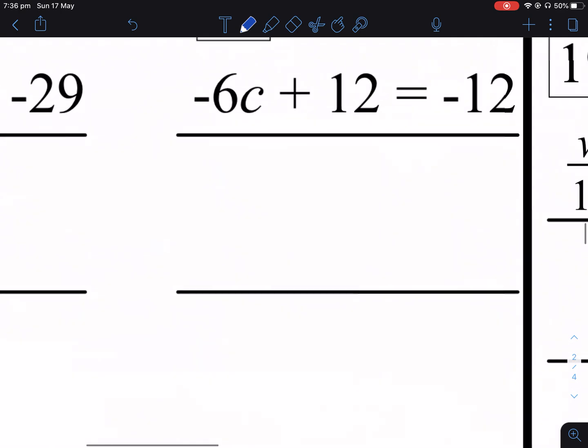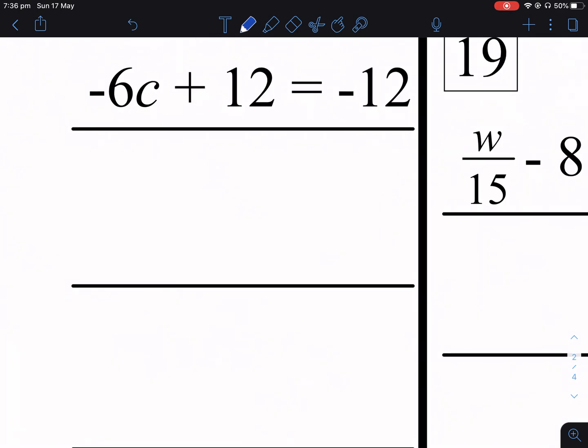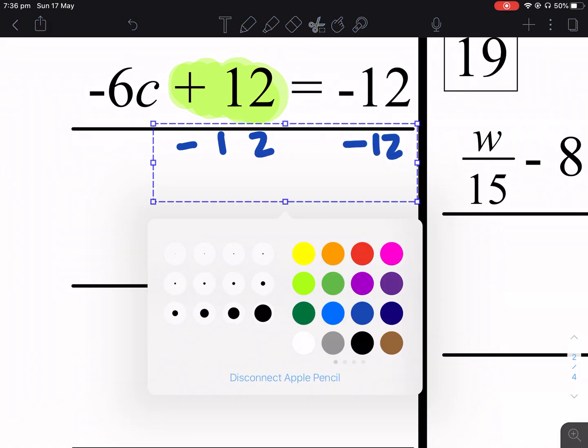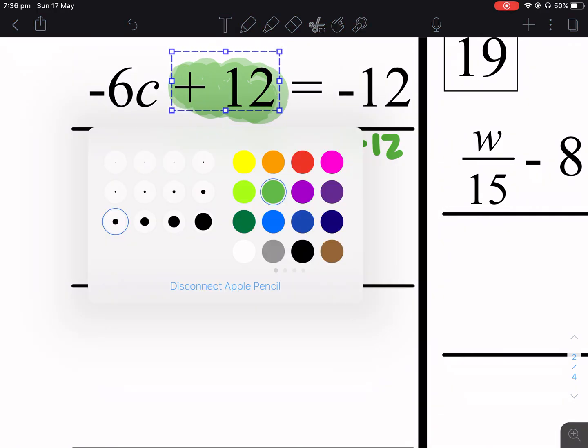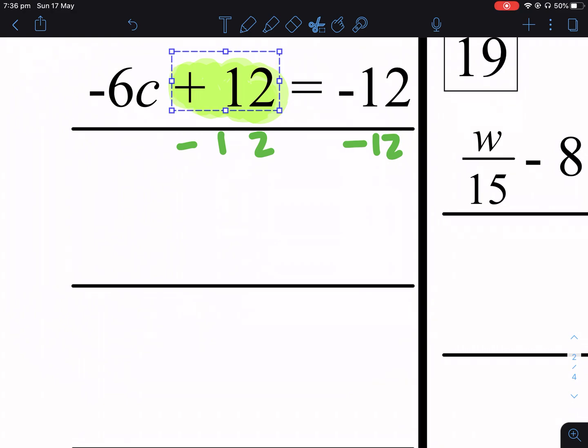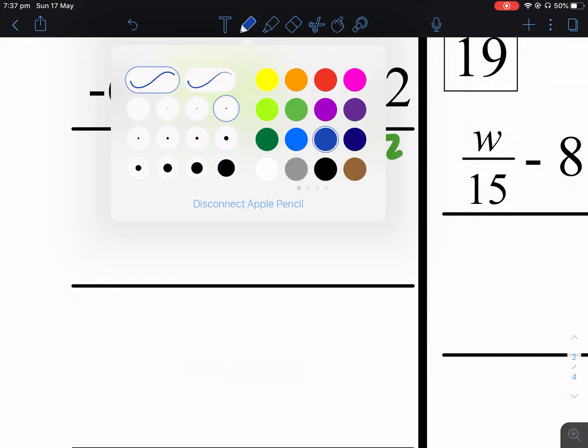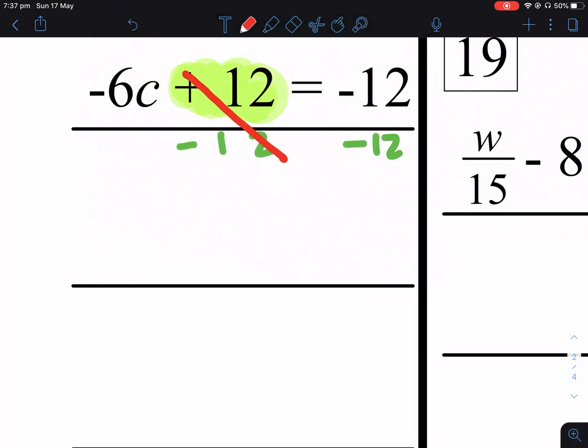I'm going to do this one. Okay, so we've got negative 6c plus 12 equals negative 12. I need to get rid of the plus 12, so we're going to minus. I wish I'd done that in green. Okay, that's what I get for being so particular. So we're getting rid of that 12 because plus 12 minus 12, that's why we chose to minus 12.